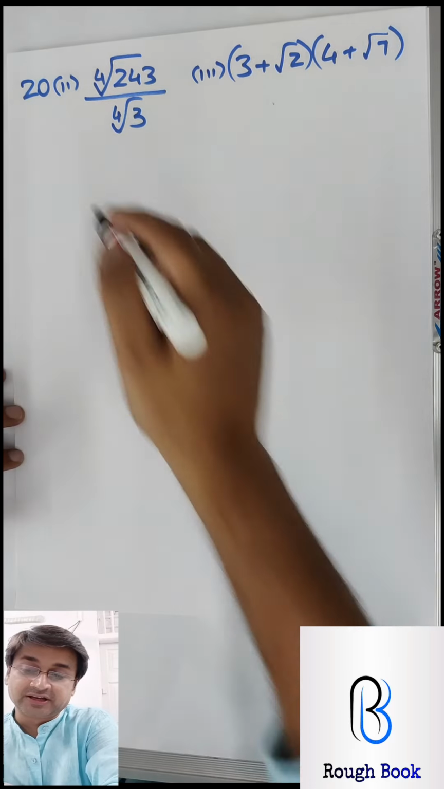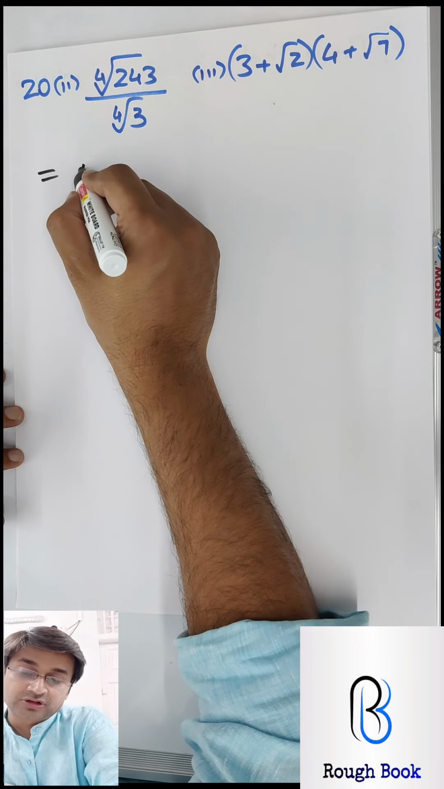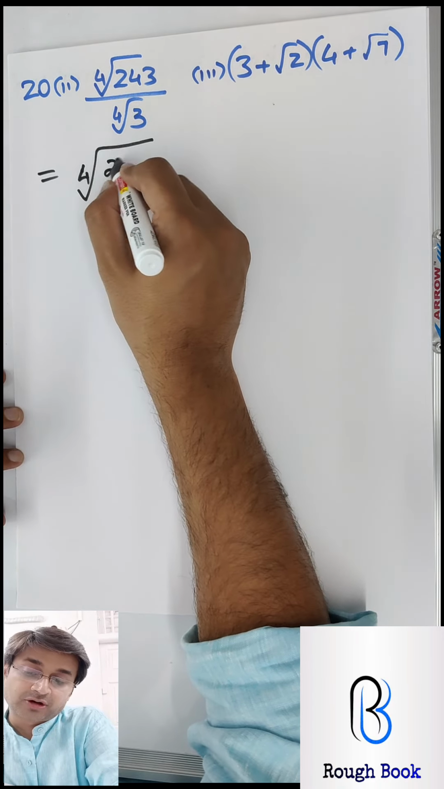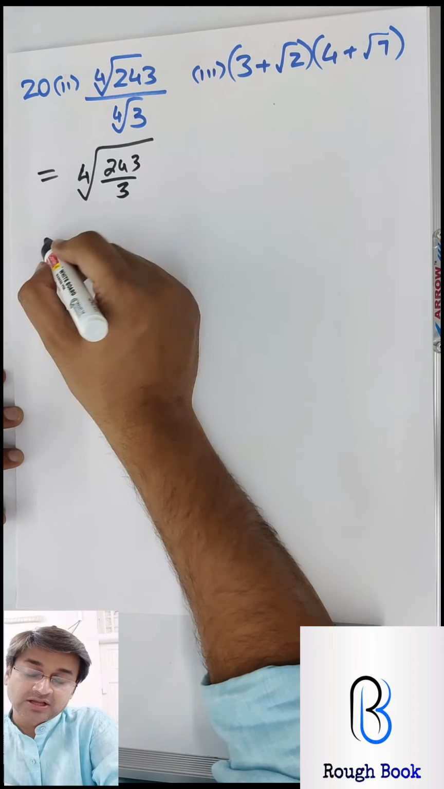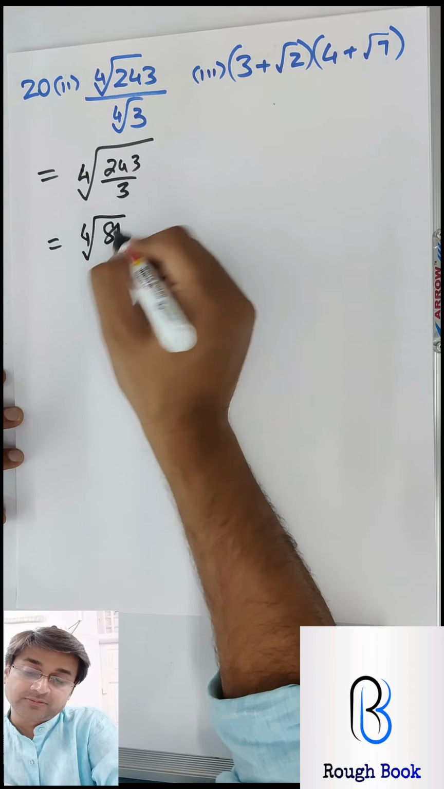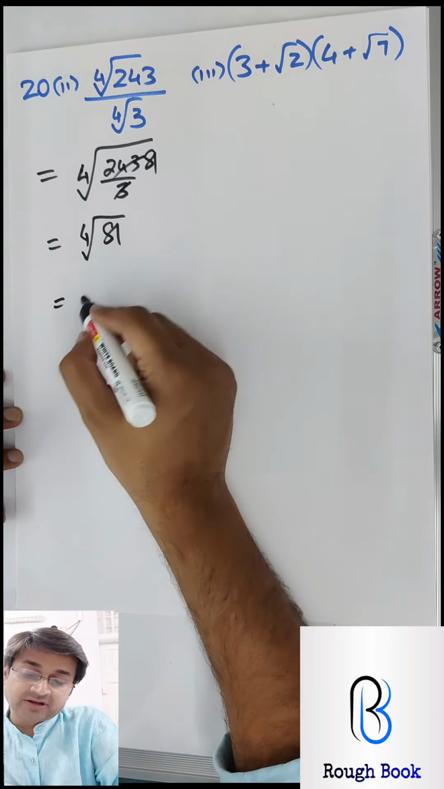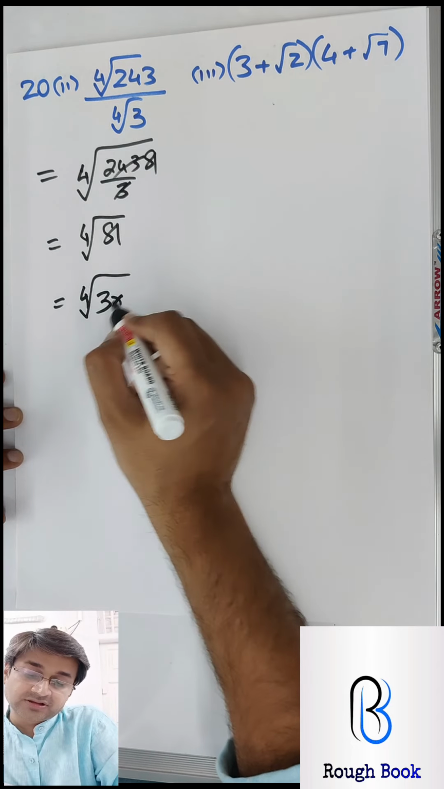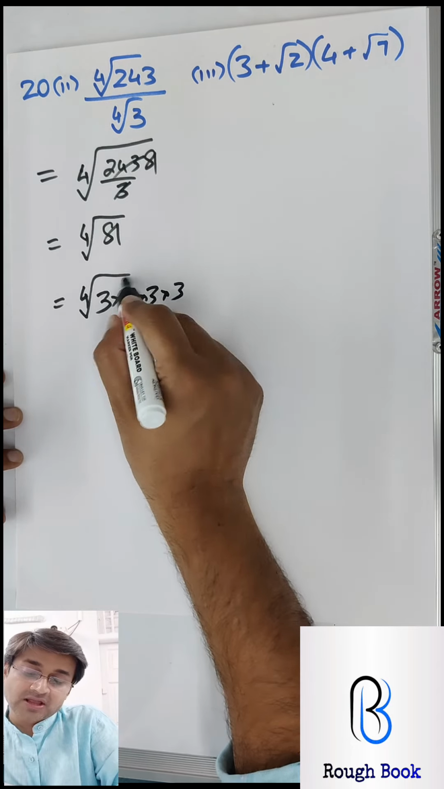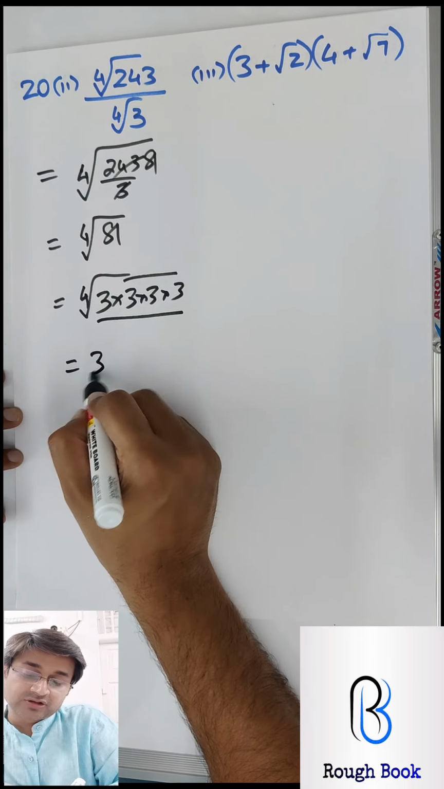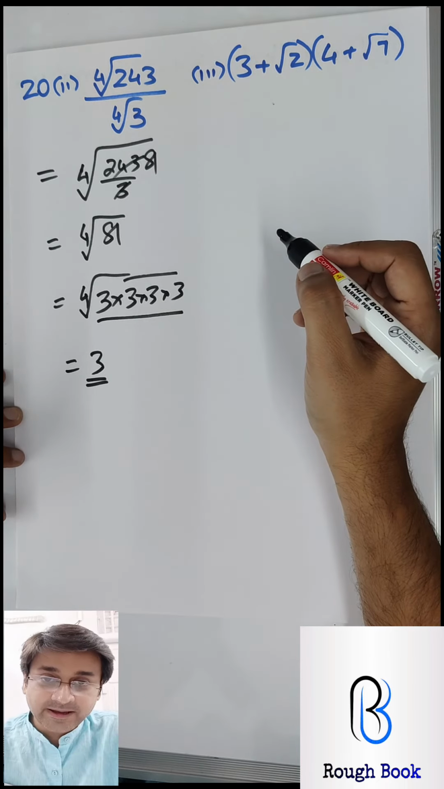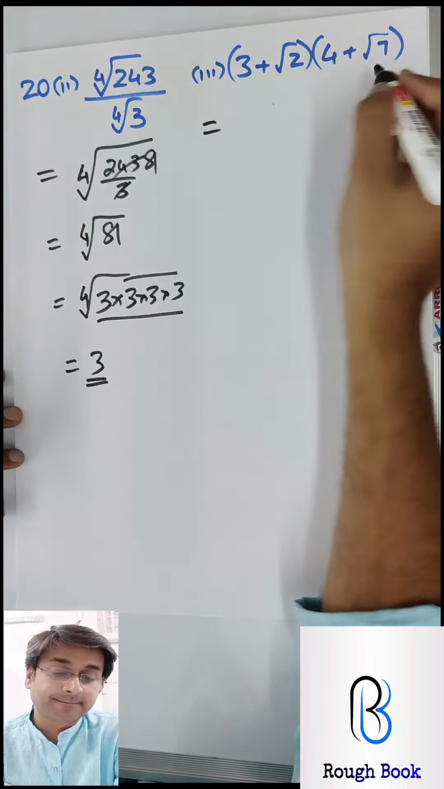Part 2. Simplify again. So both are 4th root. So I am writing it as 4th root 243 upon 3 together. So it will be 4th root of 81 because this gets cancelled. 81 ka factors I am taking. So 3 3s are 3s are 3s are. 4th root and 4 times 3. So my answer should be 3. Easy? Can you try this last one?